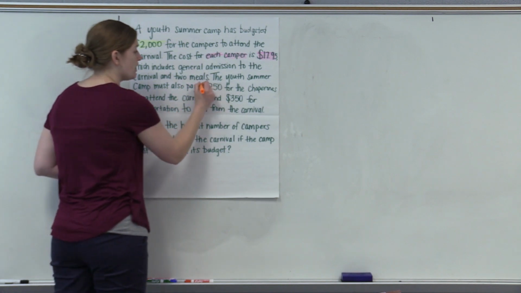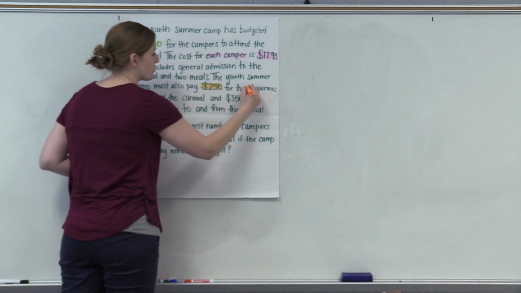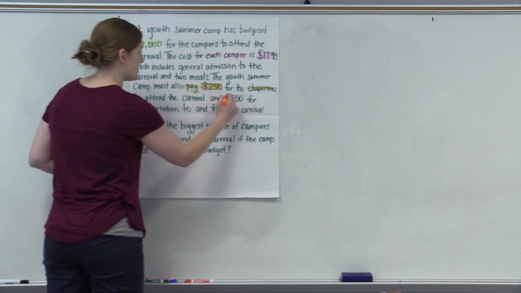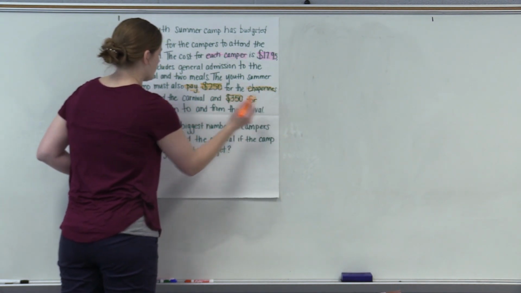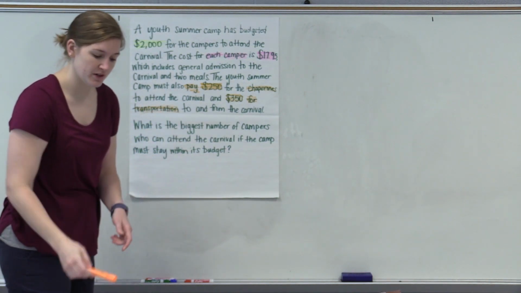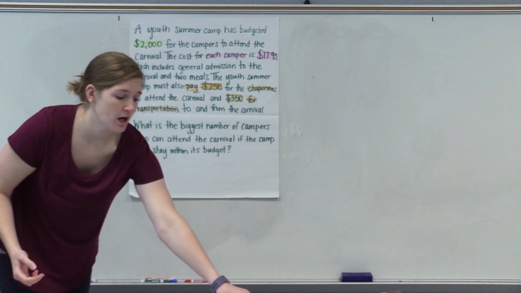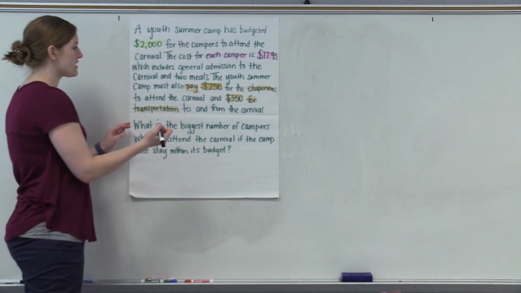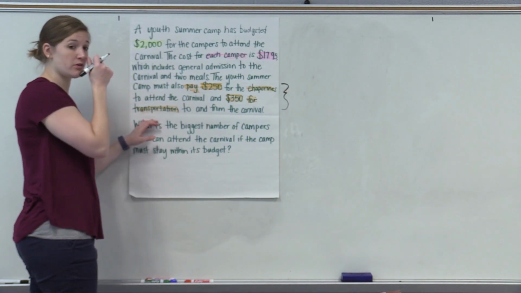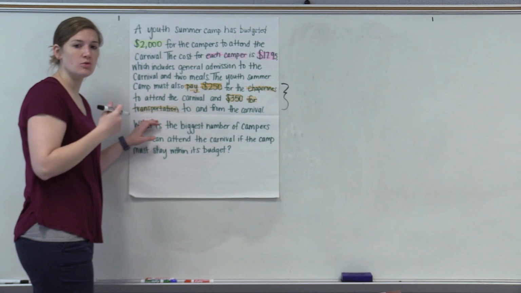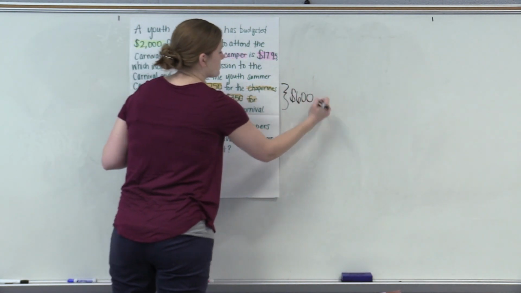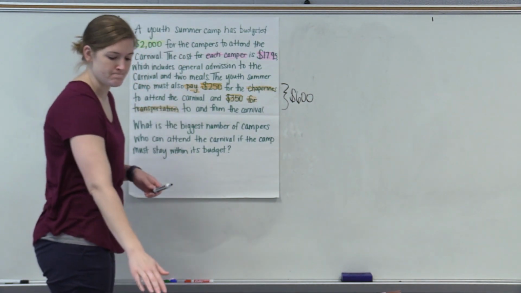Well, it costs $250 for the chaperones. It costs $350 for transportation. So just like we did in our previous problem where we added those costs together, if it cost $250 for the chaperones and $350 for transportation, that's a total of $600 that they're needing to pay for those things. Okay.